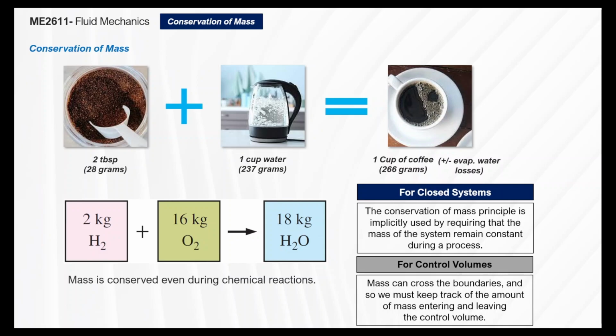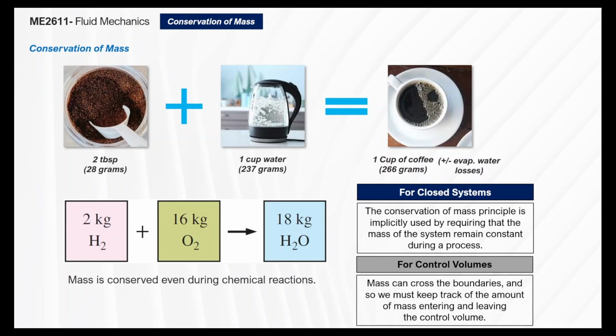So for closed systems, the conservation of mass principle is implicitly used by requiring that the mass of the system remain constant during a process. Again, take note of the closed system. So we're basically taking a snapshot of a particular system, and then we analyze the properties of mass, its volume, its density there. And normally they remain constant all throughout because they are within the system.